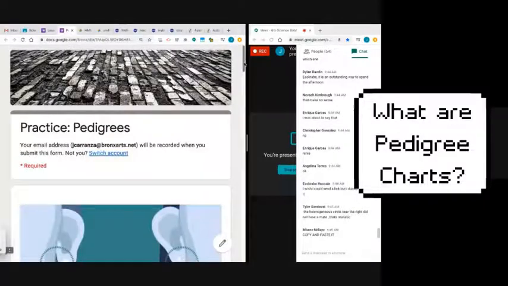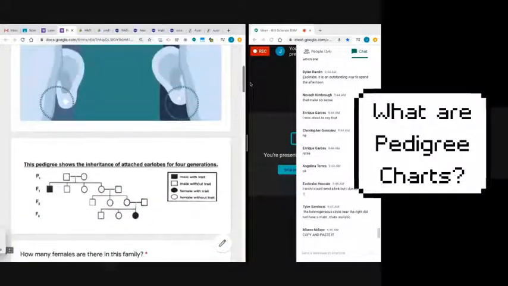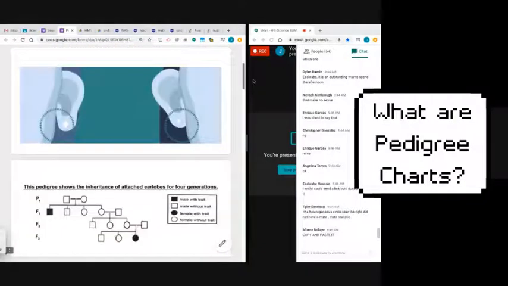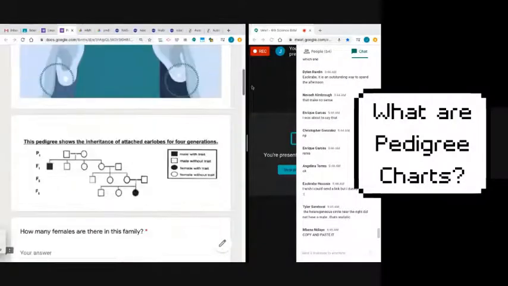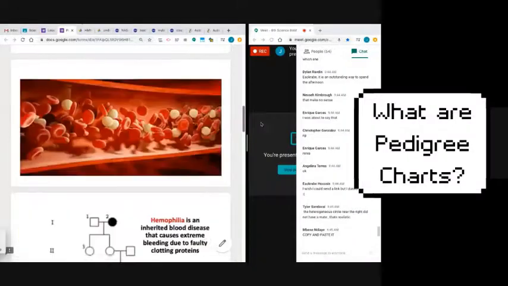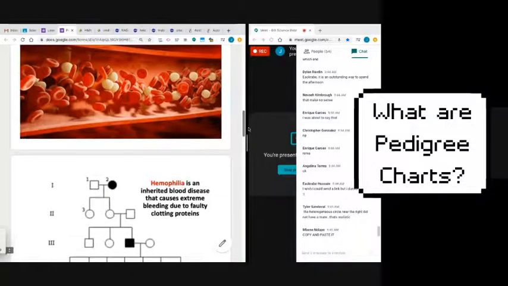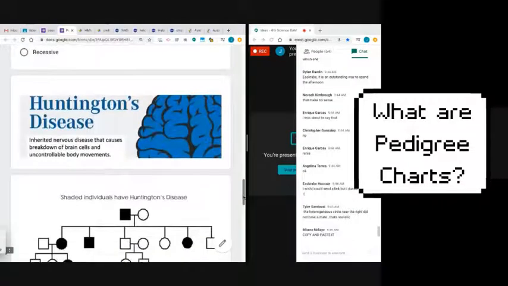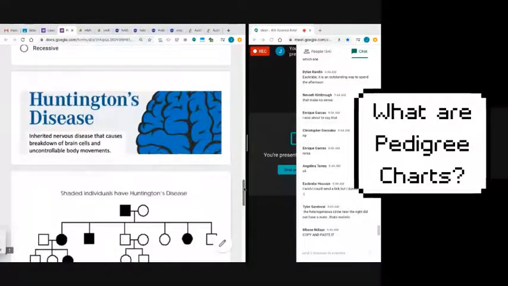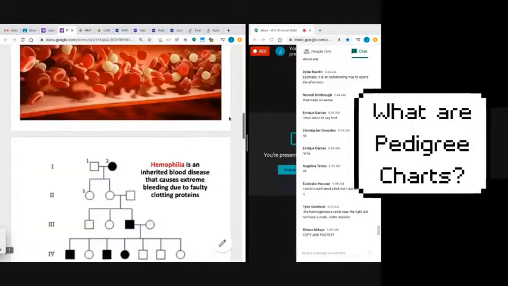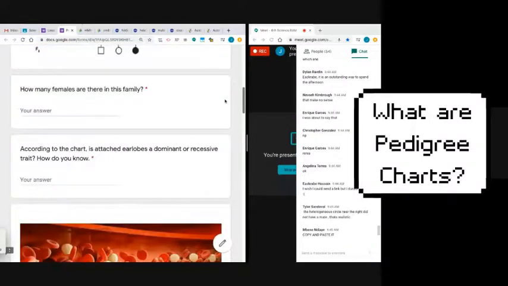So there's a practice right here, and it asks us for a couple of conditions. The first one is attached earlobe. It asks us if it's recessive or dominant. The second one is hemophilia, which is a disease that causes people to bleed excessively. And there is another one, which is Huntington's disease, if you remember from a couple of weeks ago. So every one of these conditions is going to ask us if they're recessive or dominant.